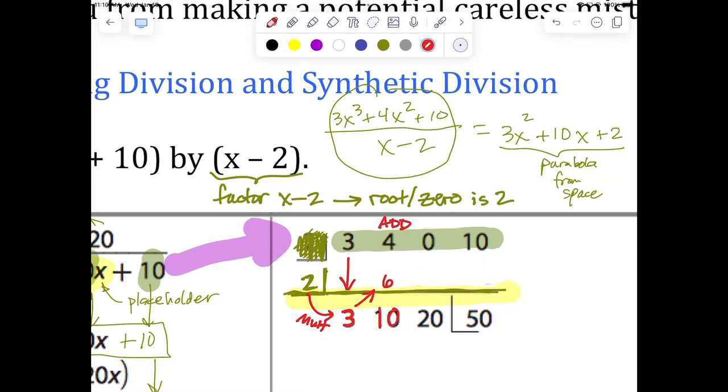And then we're going to do it again. Just like the regular process, we keep doing the same thing over and over. What's 2 times 10? 20. We slide the 20 up into the next column, and then we add vertically. What's 0 plus 20? 20, right? And then we do it one more time. What's 2 times 20? 40. We slide it up, and then we add. What's 40 plus 10? 50. Okay. When we get that last number, we put a return box on it like this.